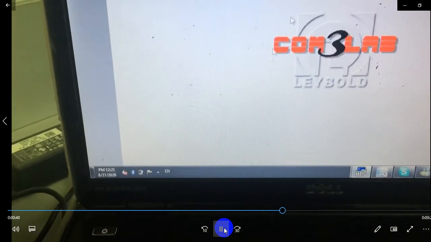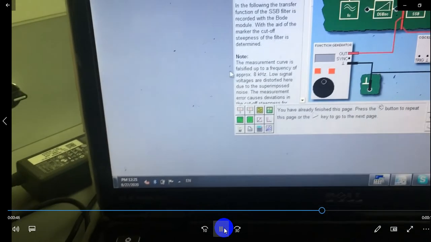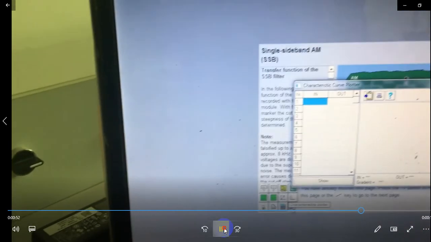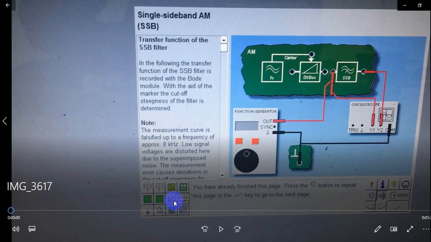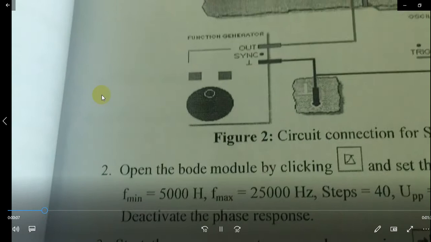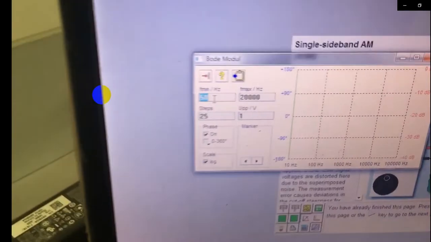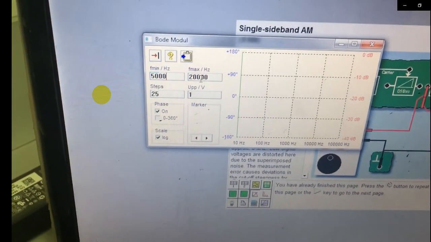Here is the Bode plot. Here we can plot the response. Just click the Bode plot and write the minimum frequency as 5000 hertz, and the maximum frequency as 25,000 hertz.